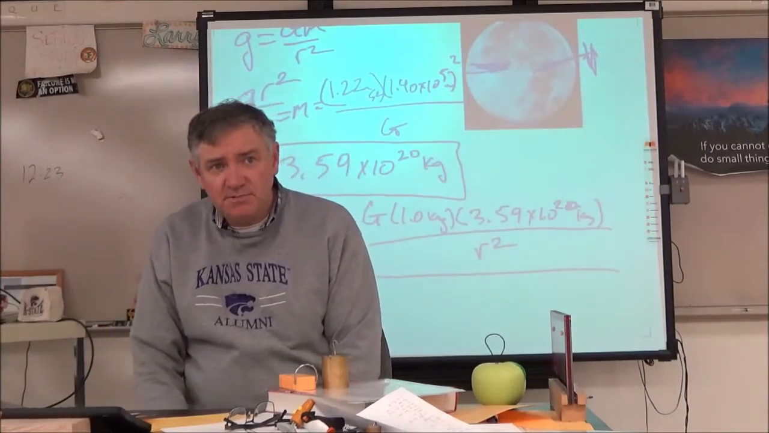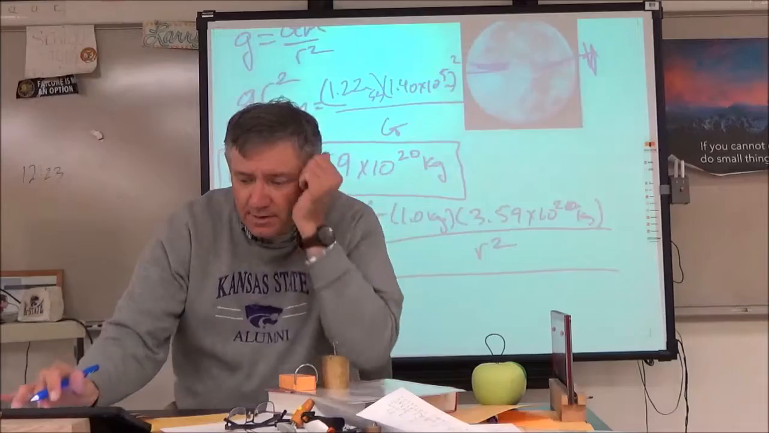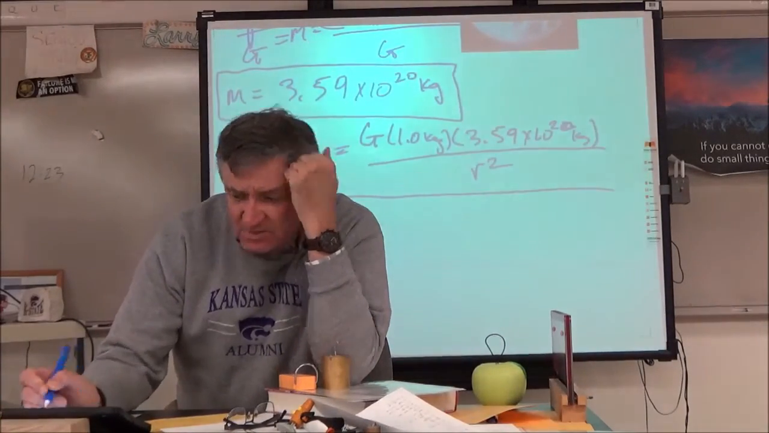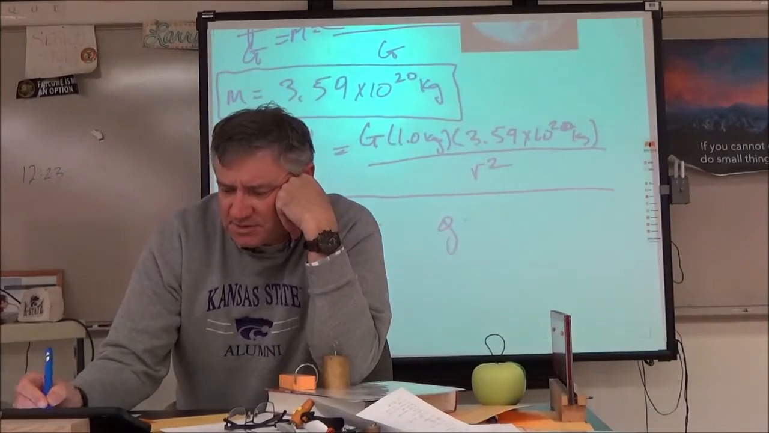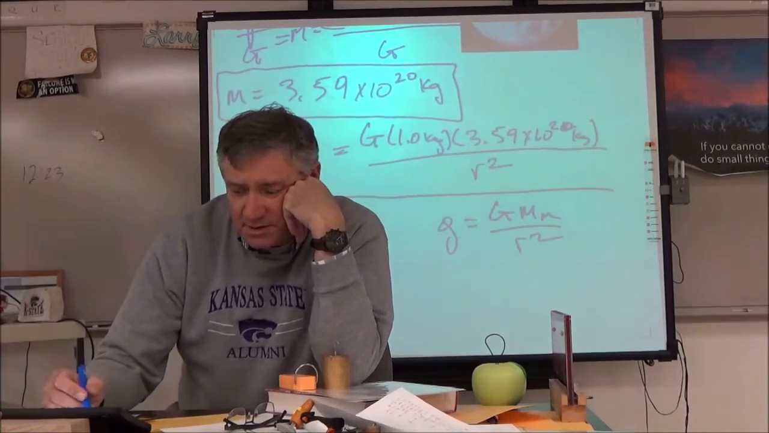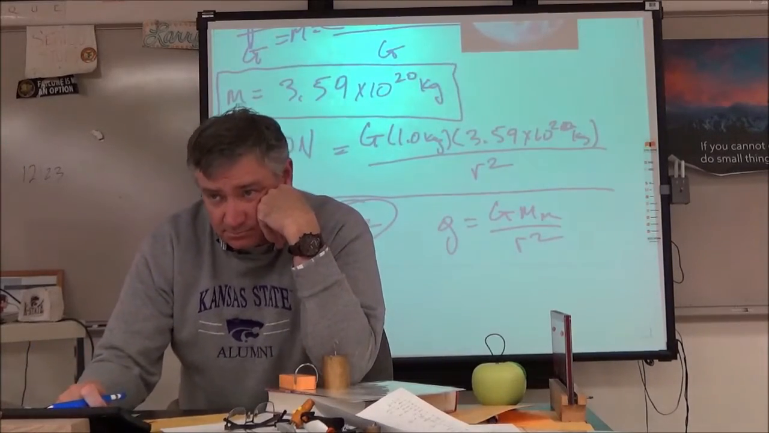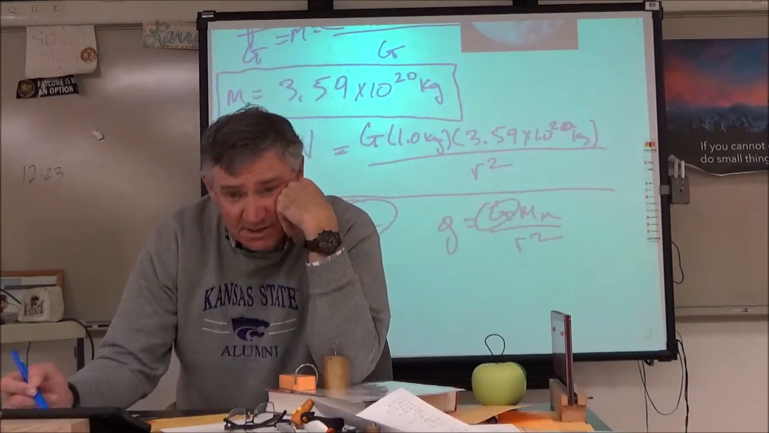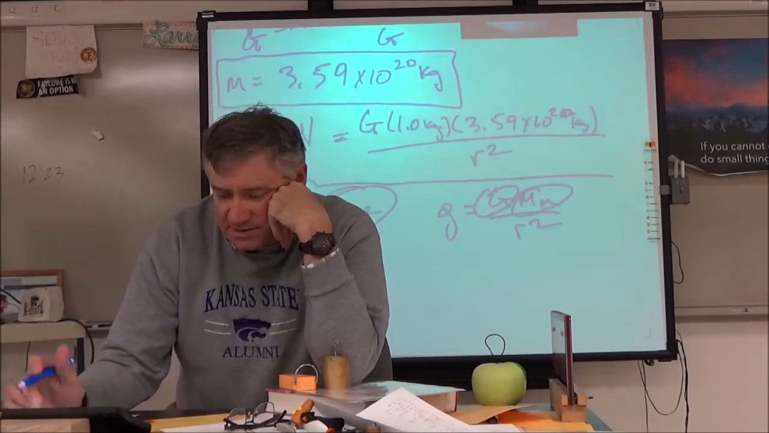What do you want little g to be? One. So you want little g to be 1 meter per second squared. So you go, oh, little g equals big G, mass of the moon over r squared. Do you know what little g is? Yeah, 1 meter per second squared. You know what big G is, you know the mass of the moon, so guess what?